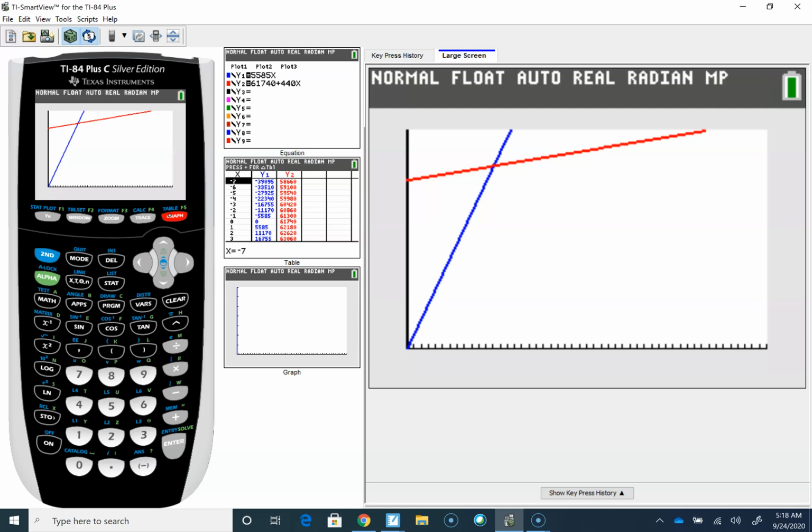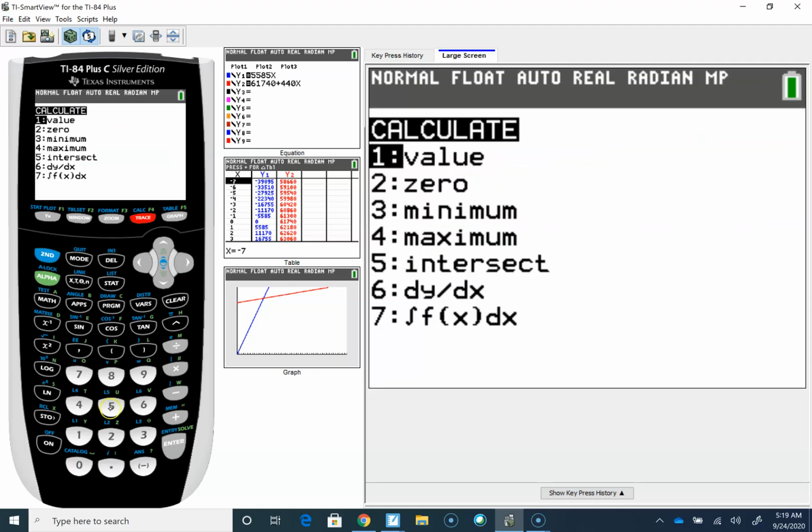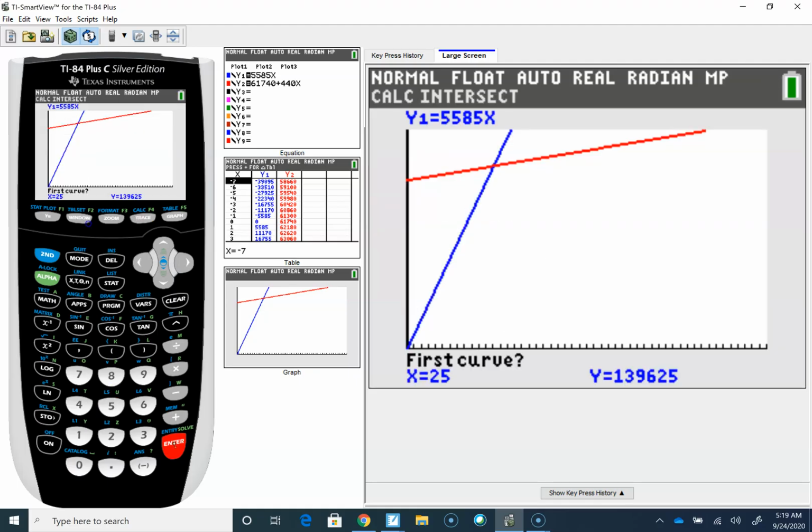So I need to know what is the X and Y that make these equal. So one's the cost and one's the revenue. When are they equal? That's going to tell us our break-even point. So I'm going to calculate the intersection, which is number 5. And I'm going to let my smart bug just hop. And my intersection is 12 and 67,020.